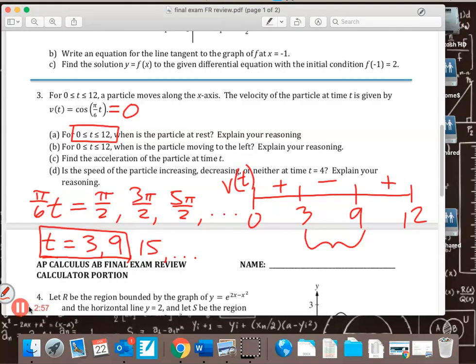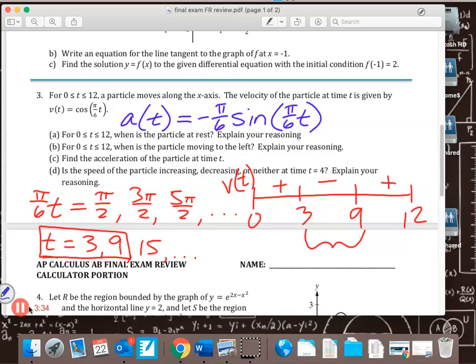All right, good. Find the acceleration at time t. Acceleration is the what of the what? Derivative of the velocity. All right, so our a of t is the derivative of cosine, negative sine. So you have negative sine of pi over 6 t, never change your argument, but then I got to multiply by pi over 6. Got to multiply by the derivative of the argument. There's my acceleration done. Right?